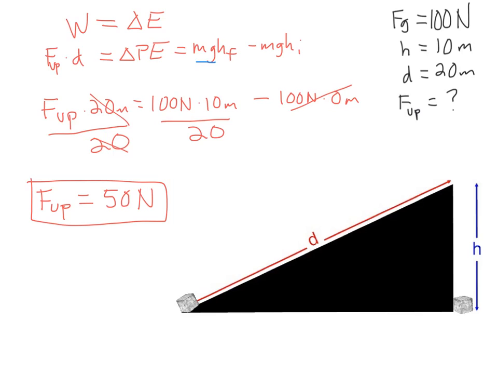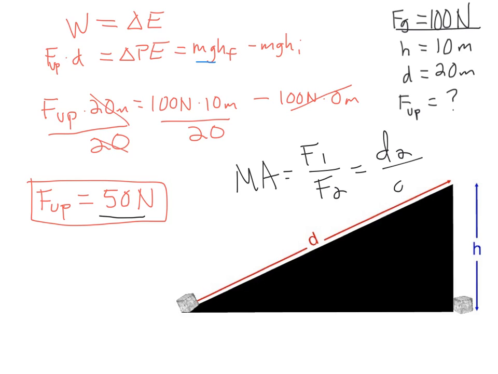Hopefully, you realize that the mechanical advantage of this is 2. And the reason why is you can compare the forces and see that the weight was originally 100 newtons, and we only had to lift up with 50 newtons of force, which is 2 times less. And remember that mechanical advantage can be solved for by comparing the two forces or comparing the two displacements by taking a quick ratio of the two.